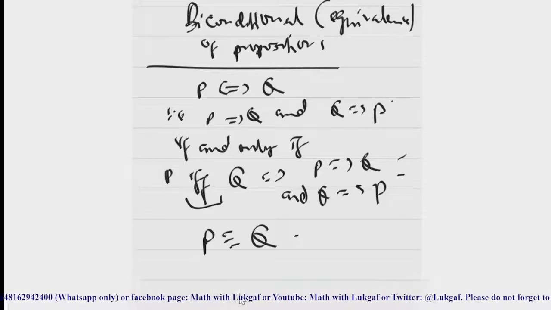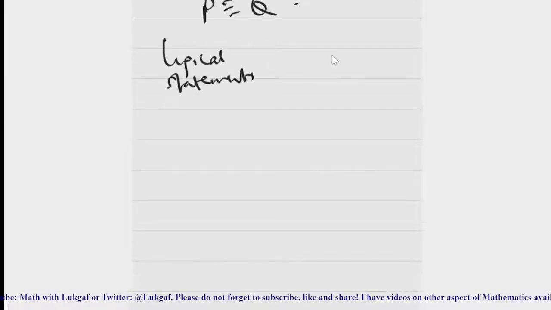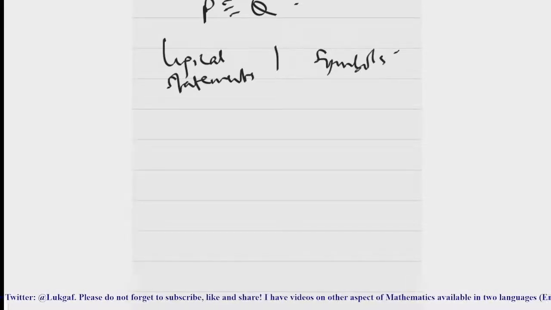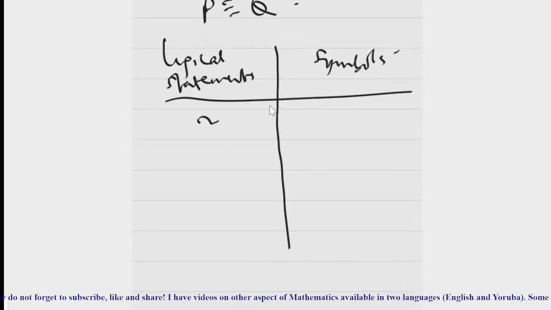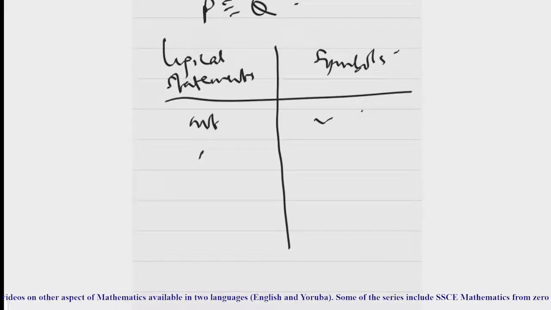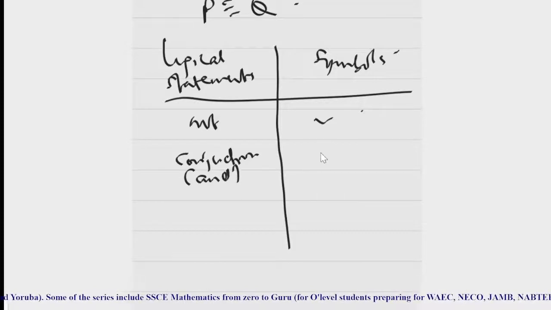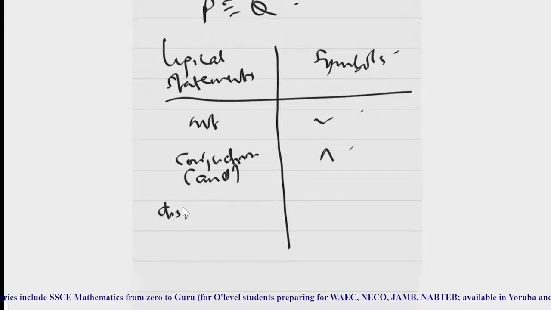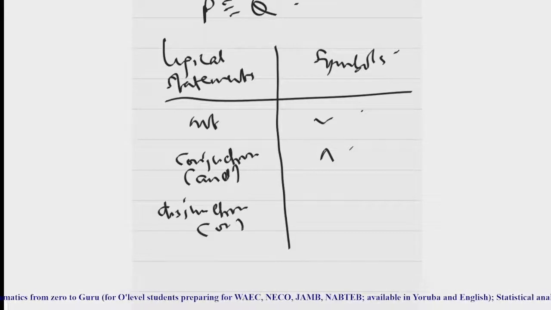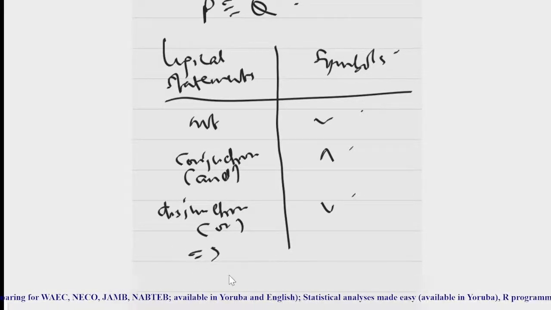So let me quickly review them for you all. That is when you have your logical statements and their symbols. The first one is the negation, which we call not. Then we have conjunction, which is the same thing as and, denoted by this. We have disjunction, denoted by or, which is this. Then you have your conditional statement, which is the same thing as implication.